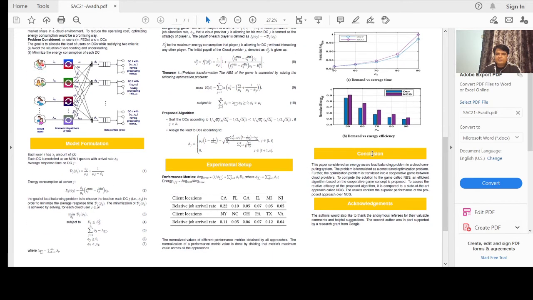Finally, to conclude, this paper considered an energy aware load balancing problem in cloud computing systems, and we formulated this problem as a constrained optimization problem. Thereafter we modeled this problem in a game theoretic setting and computed the Nash bargaining solution of the proposed game. To assess the relative efficacy, we compared it with an existing approach, and the results confirm the superior performance of the proposed approach.